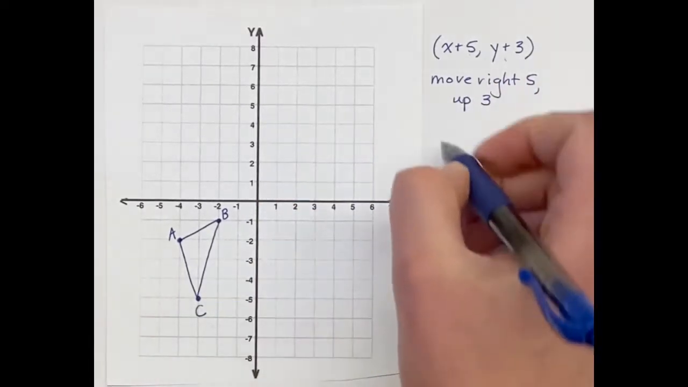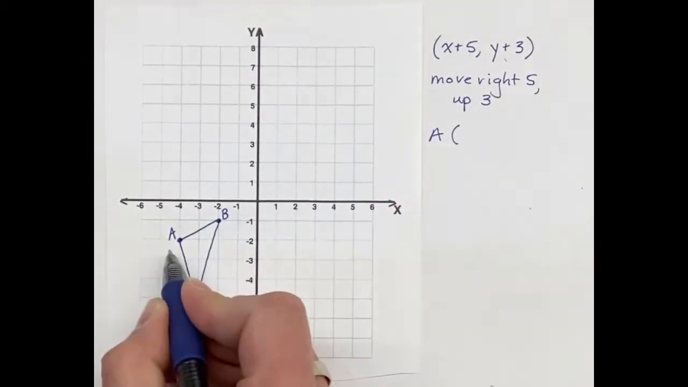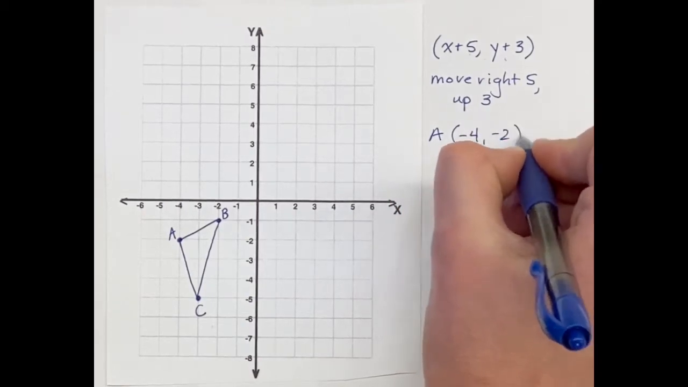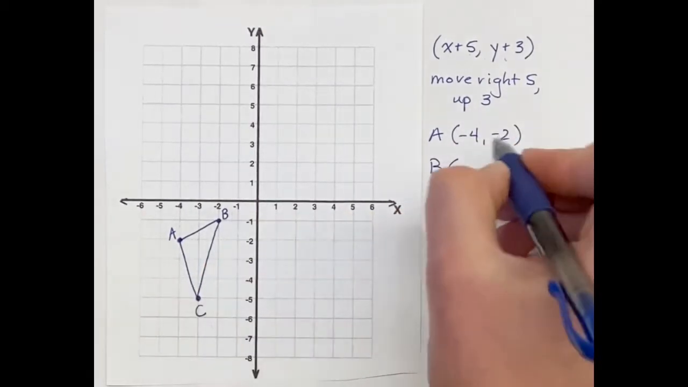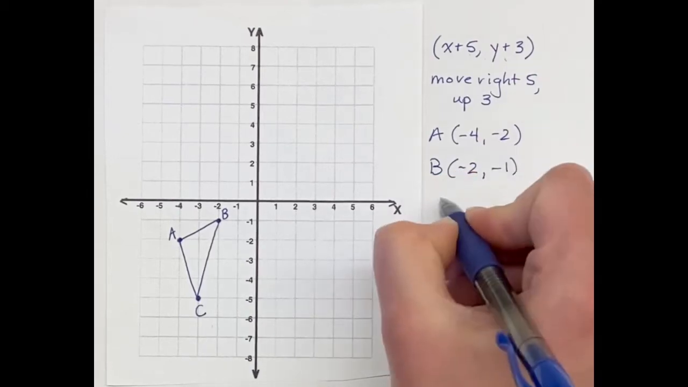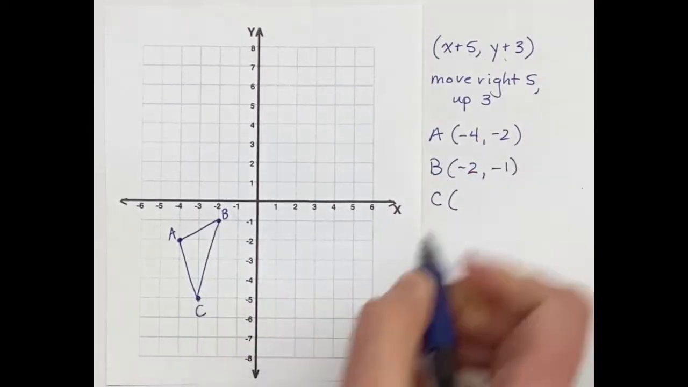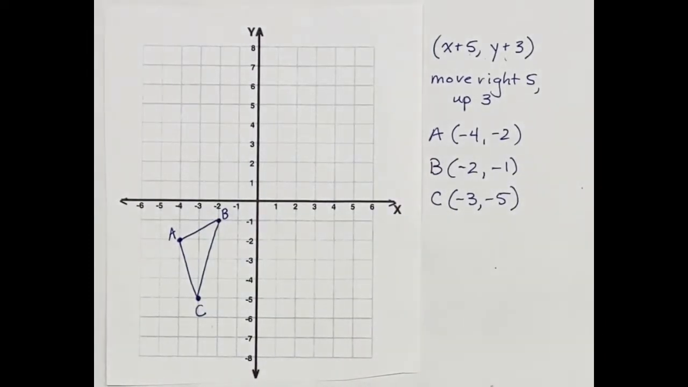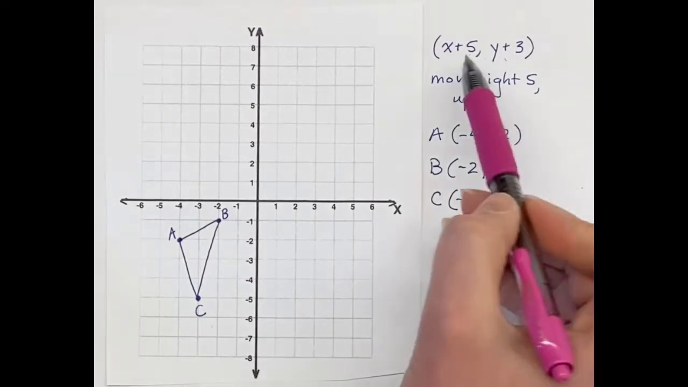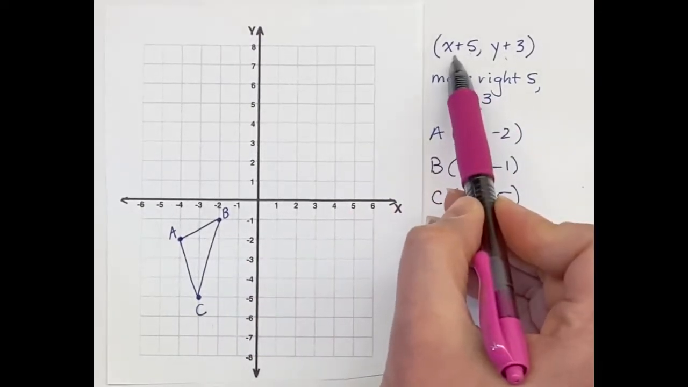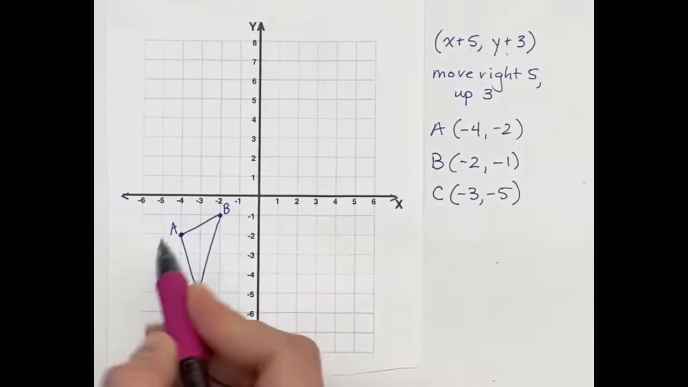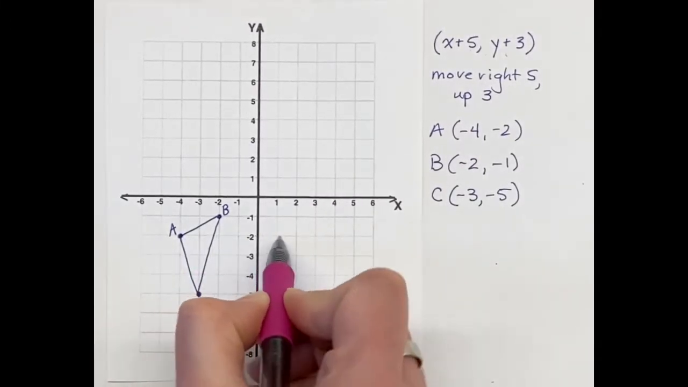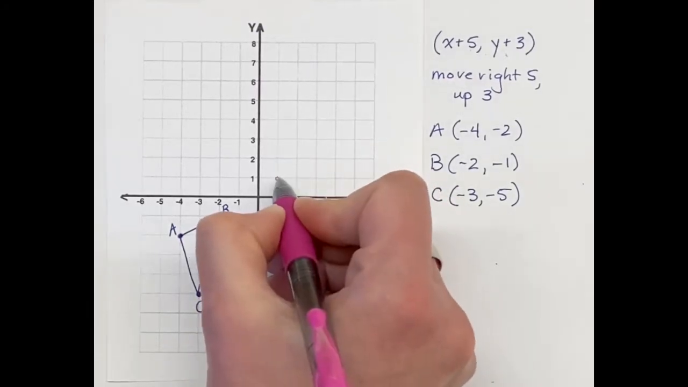So I'm just going to label my first ordered pairs the original ones. So A is -4, -2. B is -2, -1. And my C coordinate is -3, -5. All I have to do is simply walk each of these points to the right 5 and up 3, and that's it. So for A, I'm going to go 1, 2, 3, 4, 5, and then 1, 2, 3.